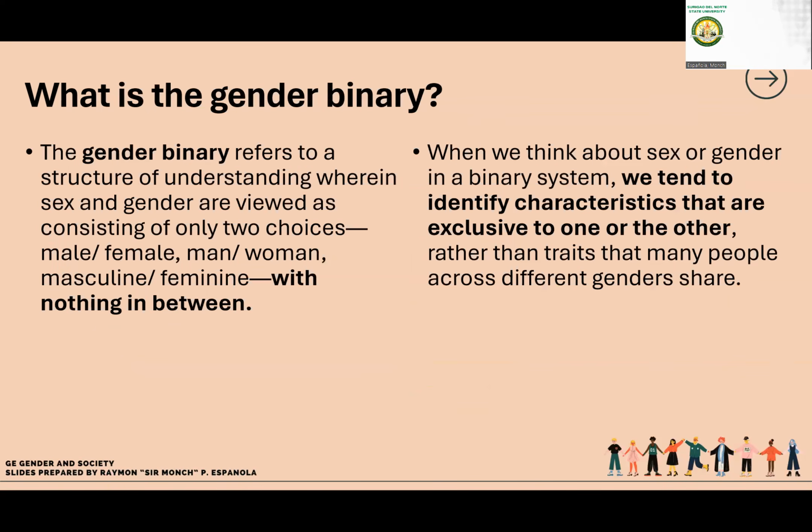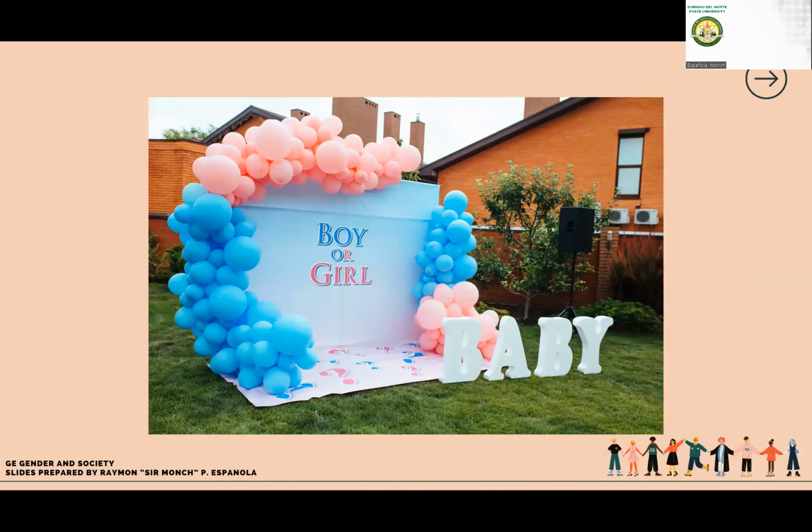What is this gender binary? The gender binary refers to a structure of understanding, a frame of believing wherein sex and gender are viewed as consisting of only two choices: male, female, man, woman, masculine, feminine, and nothing in between. When we think about sex and gender in a binary system, we tend to identify characteristics that are exclusive to one or the other rather than traits that many people across different genders share. Okay? So this can be problematic, no?